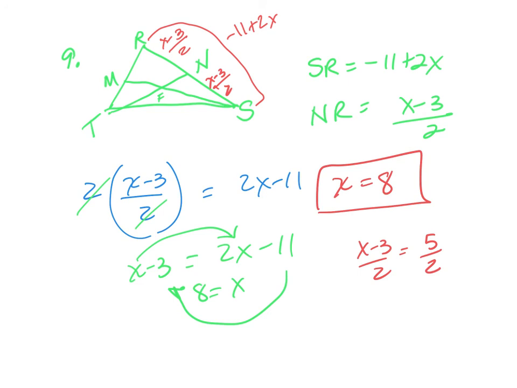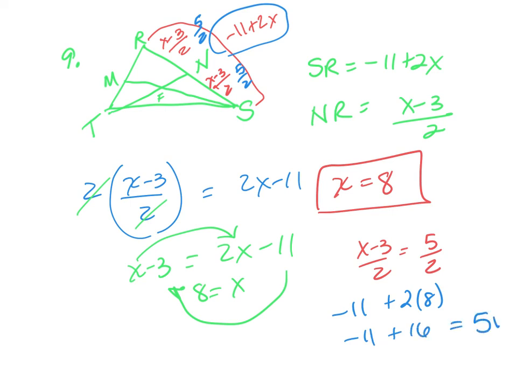So this piece here is 5 halves. And when I put it over here, it's also 5 halves. When I add 5 halves and 5 halves, I get 5, right? The whole thing would be 5. You can put it in your calculator. So let's see if it equals 5. What is negative 11 plus 2 times 8? That's negative 11 plus 16, which equals 5. So it checked out.